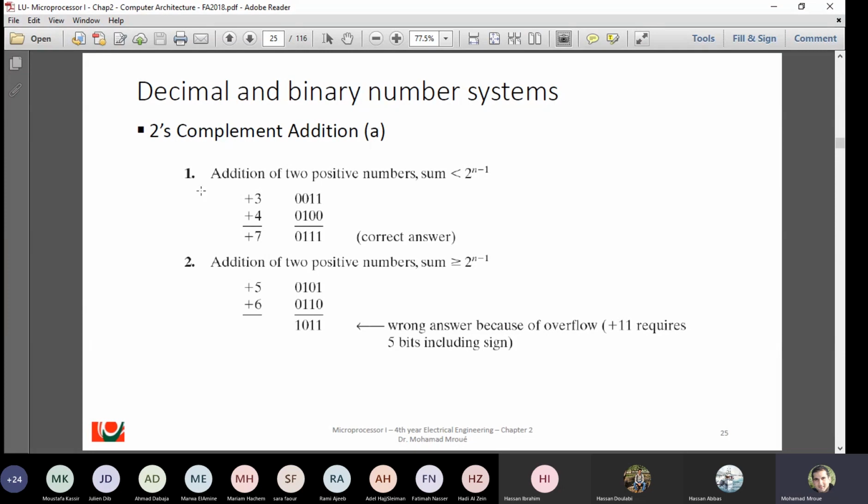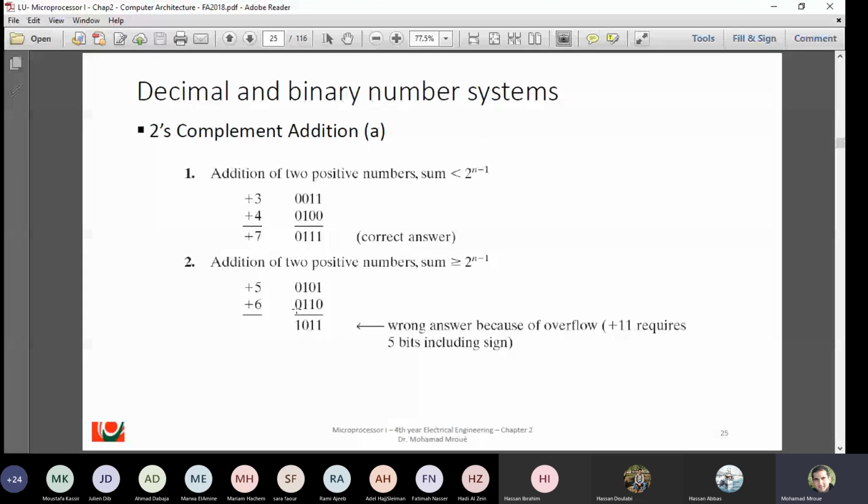So these are some examples of addition of two positive numbers: 3 plus 4, for example, 5 plus 6. So here 3 plus 4 is 7. The answer is correct because the result is still within the range. Here we are adding two positive numbers and we got a positive number. Here we added two positive numbers and we got a negative number.